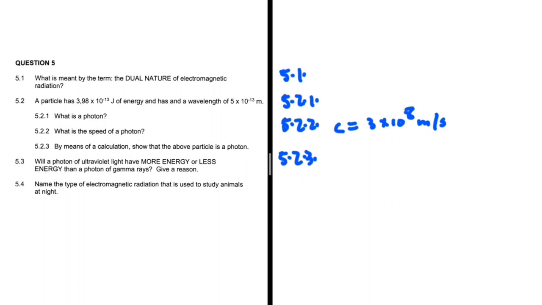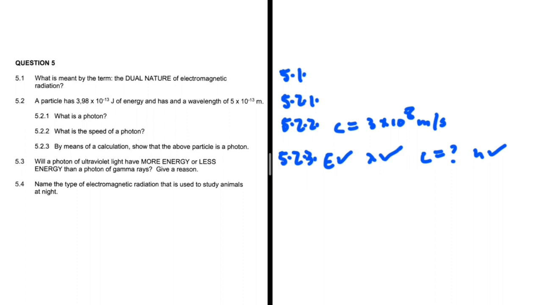How can we show that a particle is a photon? We can determine its speed and see if it is 3 times 10 to the power 8 meters per second. If it is 3 times 10 to the power 8 meters per second, then it is a photon. We have the energy of the particle, 3.98 times 10 to the minus 13 joules. We have the wavelength, and we are interested in the speed. Obviously, we have Planck's constant because it is a constant.